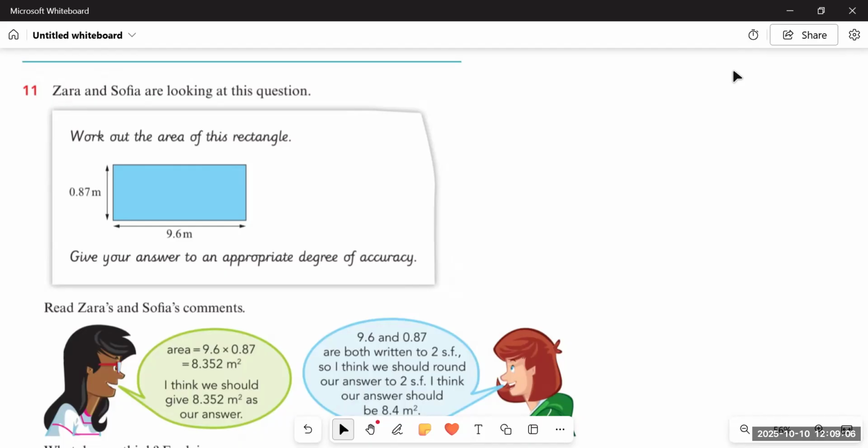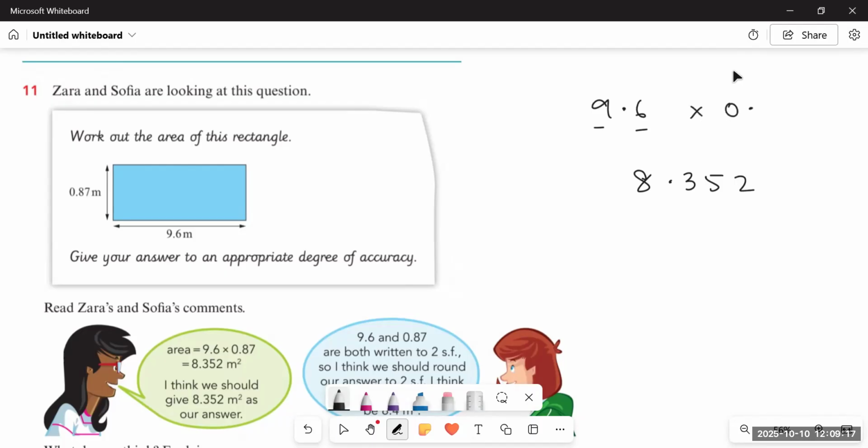What is she saying? That after getting 8.352, what are we supposed to do? Since 9.6 has two significant figures, and 0.87 also has two significant figures, instead of writing the answer as 8.352, because the question says give your answer to an appropriate degree of accuracy, we should give the answer rounded to two significant figures. Because initially in the question, both the numbers have two significant figures. So when we round it to two significant figures, 3 becomes the rounding digit and 5 is the decider. So it would be rounded to 8.4.